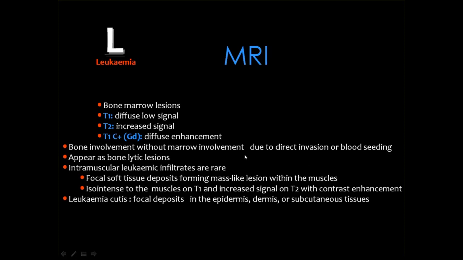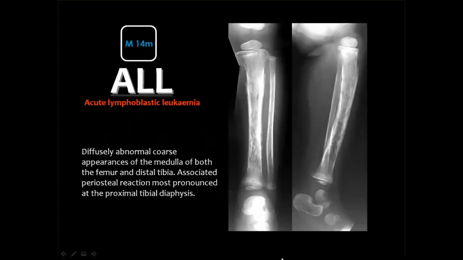Then the lesions may appear osteolytic on the X-rays and the CT scan. Then some soft tissue deposits forming mass-like lesions within the muscles may also be seen. The lesions are iso-intense to the muscle on T1 with increased signal on T2 and post-contrast enhancement. Leukemia cutis represents focal deposits of leukemic infiltrates in the epidermis, the dermis, or the subcutaneous tissues.